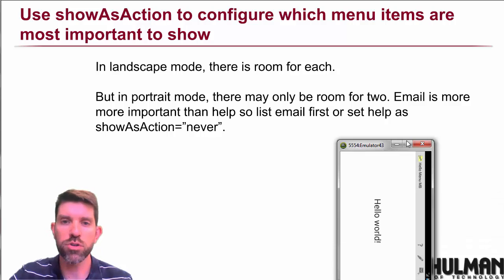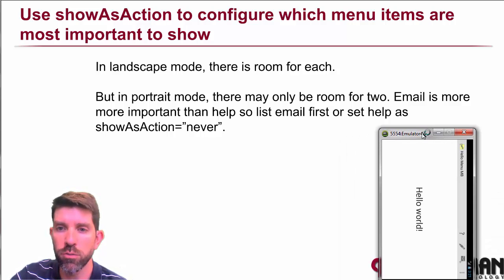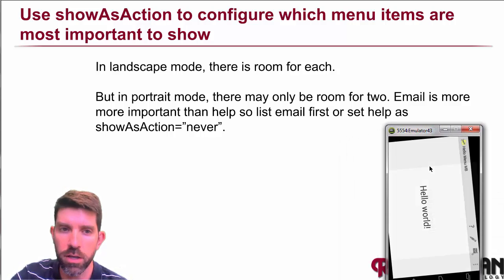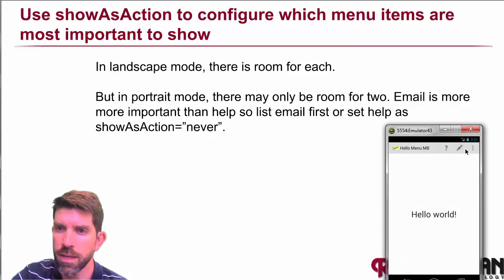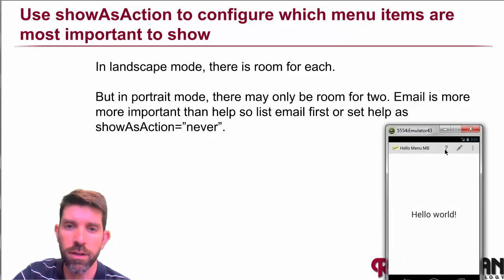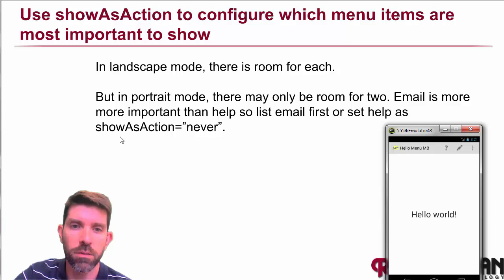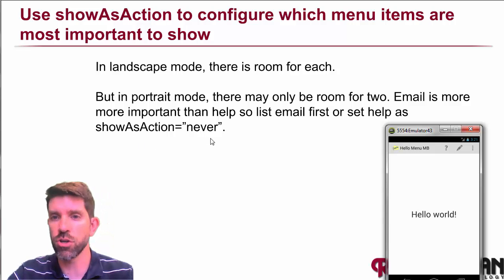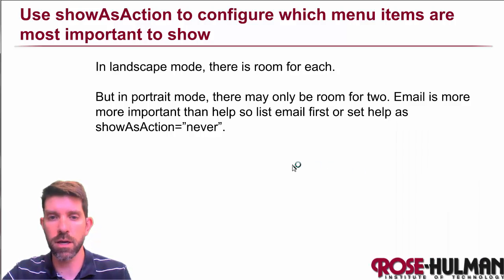But of course, when I go back to portrait mode, there's probably only room for just a couple of icons here, and honestly, I think the email one is indeed more important than help. So I could either rearrange the order of them, or I could just set help as something that never shows up, right? It's always going to show up over here with the settings in this guy.